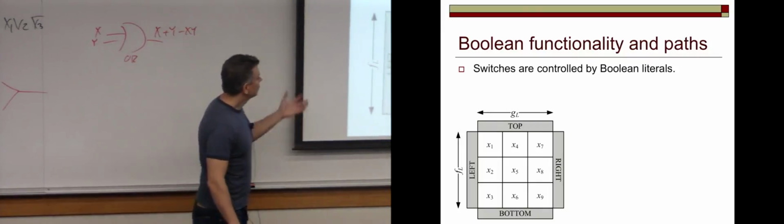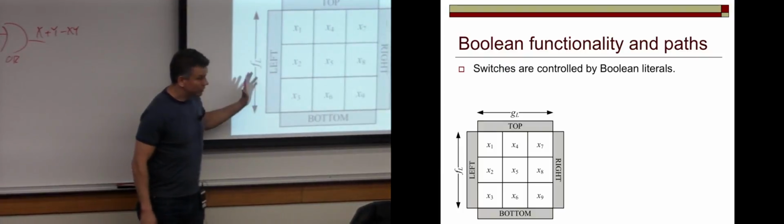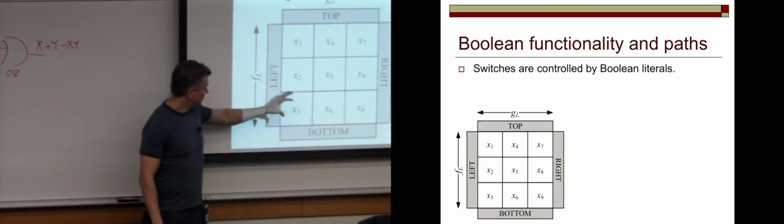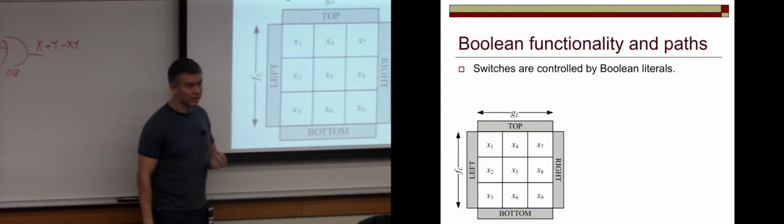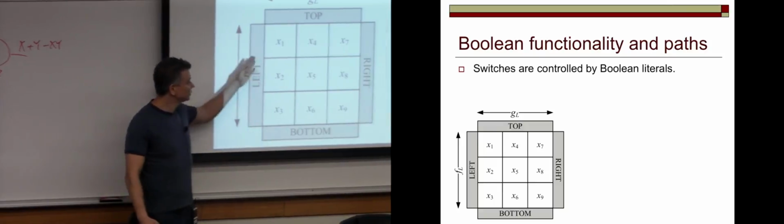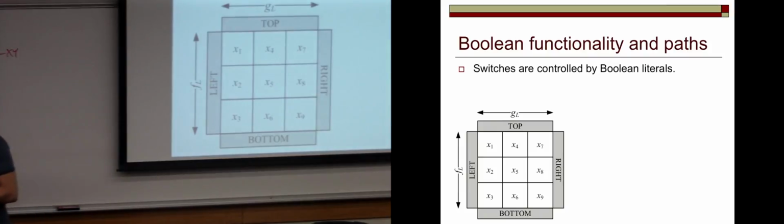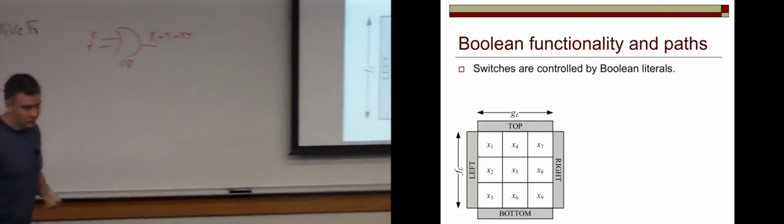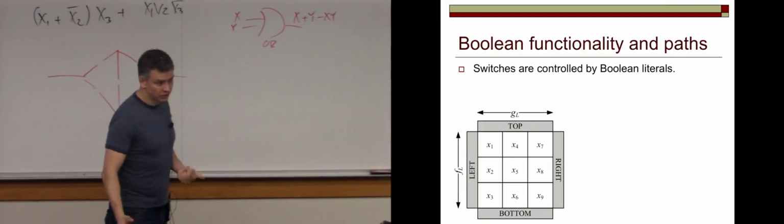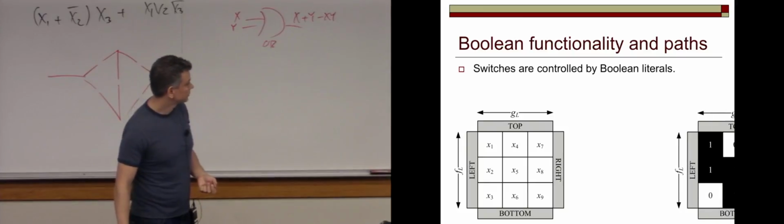Okay, so the setup is, we'll use the checkerboard model here. So each square represents a switch, and the variable controls the switch. So if the variable is 1, the switch is closed. If the variable is 0, the switch is open. And our objective is to implement a particular logical function, so a function of zeros and ones.